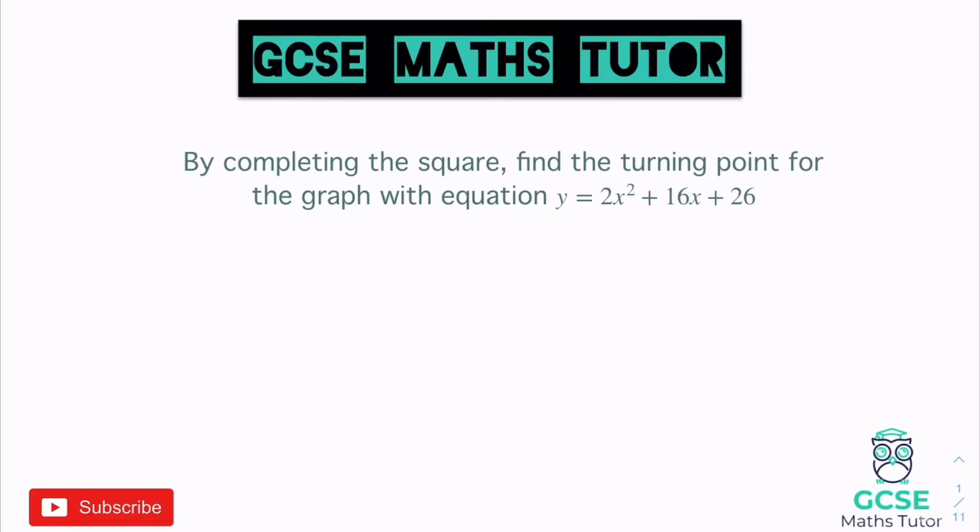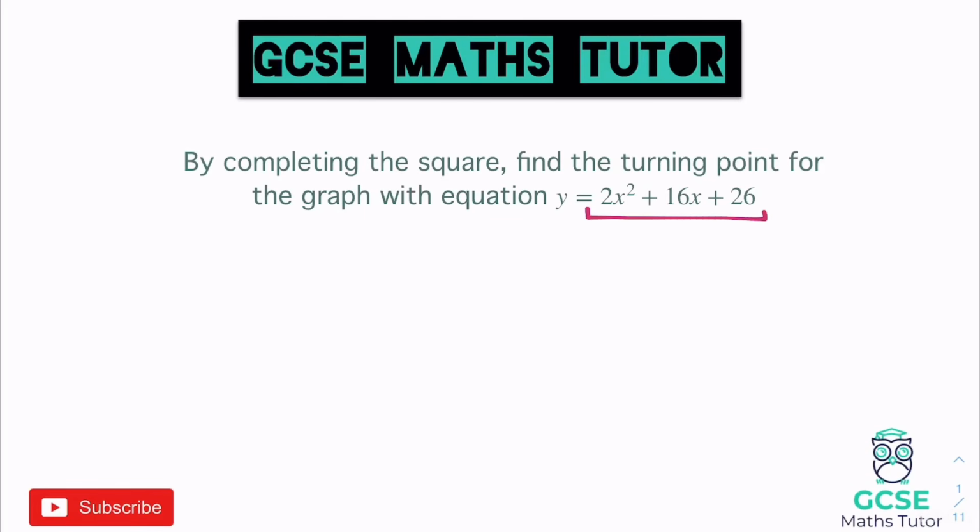So when it comes to this question here, this is what we're going to complete the square for, and we're going to find the turning point to start with and have a look at how we apply it for that as well. So this is our quadratic that we have at the moment, 2x squared plus 16x plus 26. Now we have to get the coefficient of x squared to be 1 first before going about completing the square.